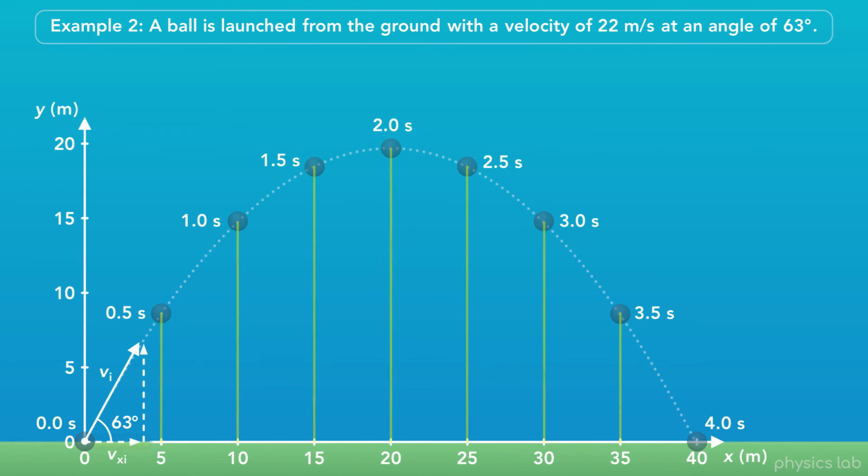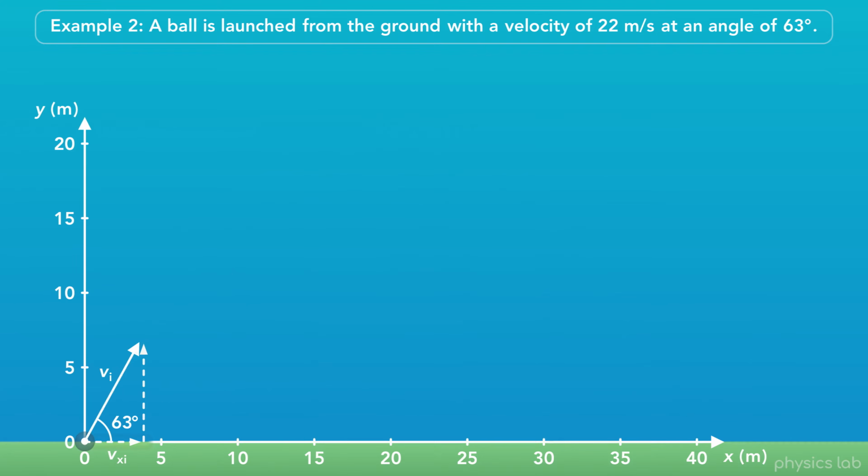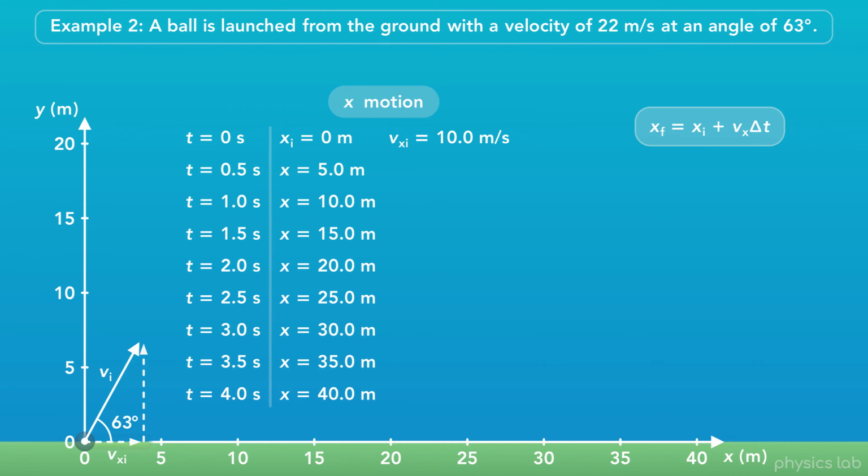Let's start with the x motion. We can use this equation to find the x position at each time point like before. We plug in 0 meters for the initial x position, 10 meters per second for the x velocity, and the times to get the x positions. The x velocity is constant, so the ball moves 5 meters during each half-second interval.